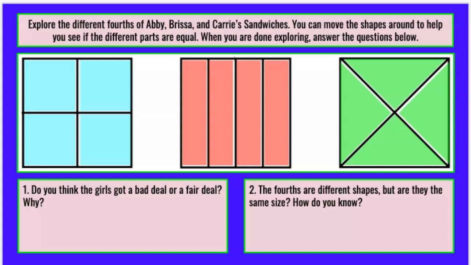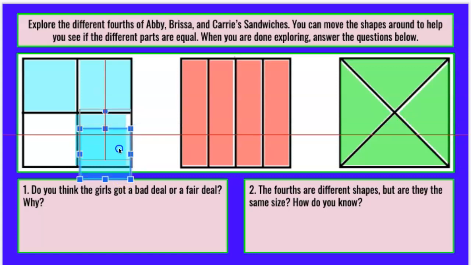So this is what your template, what your assignment looks like today. And it says you're going to explore the different fourths of Abby, Brissa, and Carrie's sandwiches. You can move the shapes around to help you see if the different parts are equal. When you're done exploring, answer the questions below. Now, because we don't have paper, I made shapes for you to move. So you can take these shapes and move them around in Seesaw to see if they're all the same size and to see if all the parts are equal.